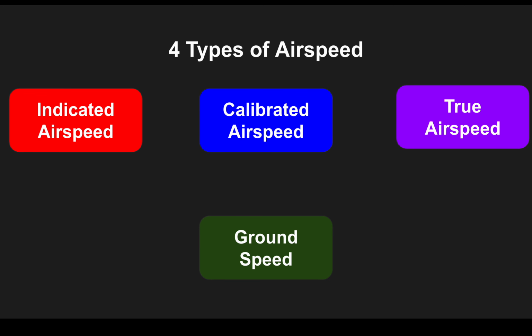Now, there's four types of airspeed we're going to talk about. The one we've been talking about, looking at the airspeed indicator, is indicated airspeed. And the reason why you need to know all of these is one relates to another. You have to know indicated airspeed to figure out calibrated airspeed. You have to know calibrated airspeed to figure out true airspeed. And you have to know true airspeed to figure out something called ground speed. So let's talk about each one of these.